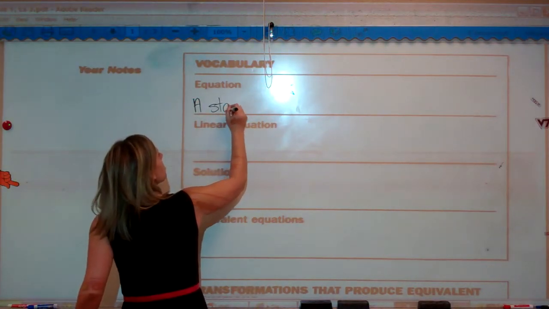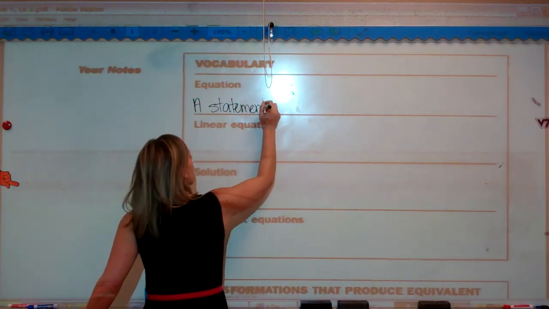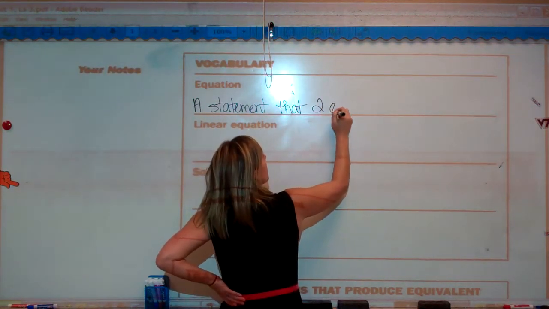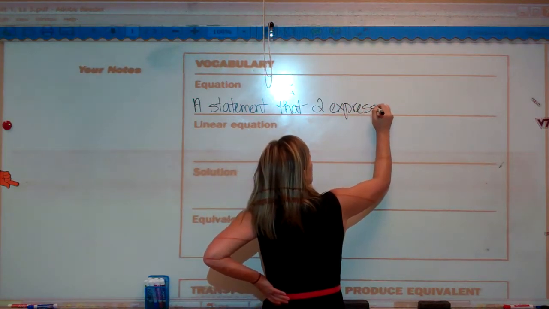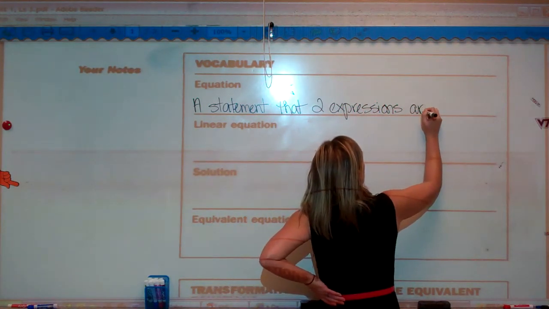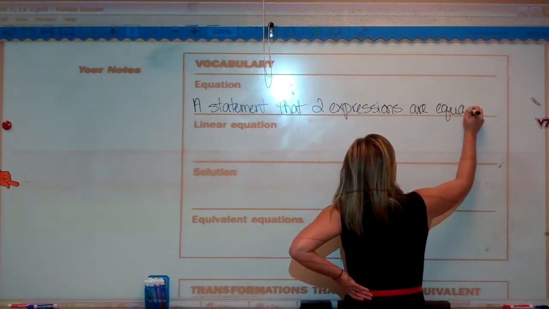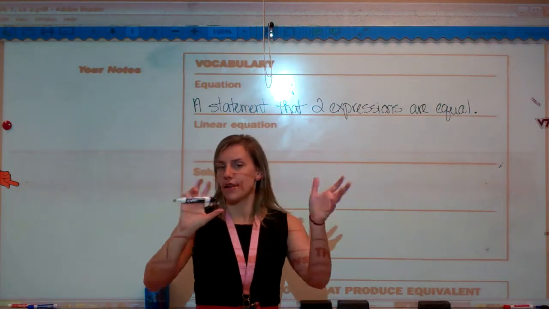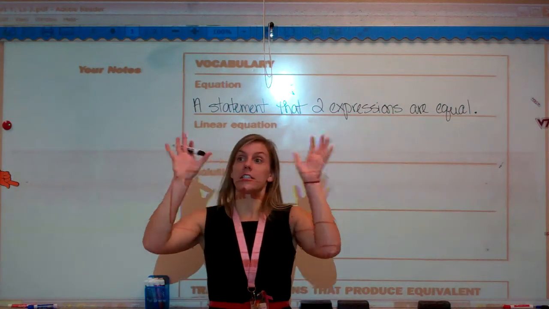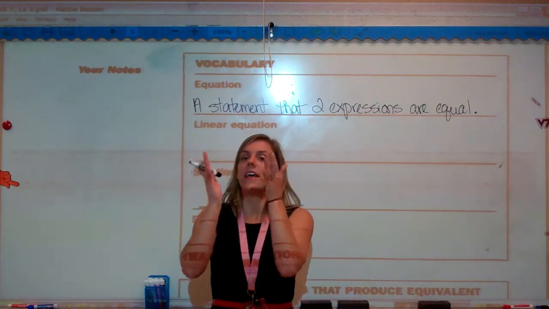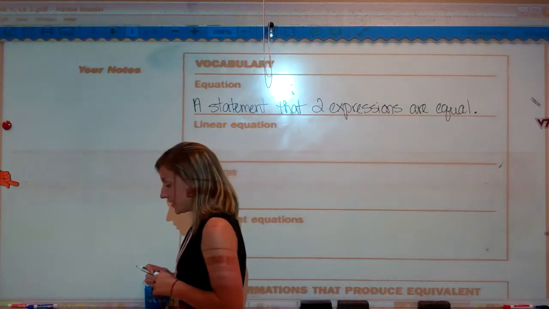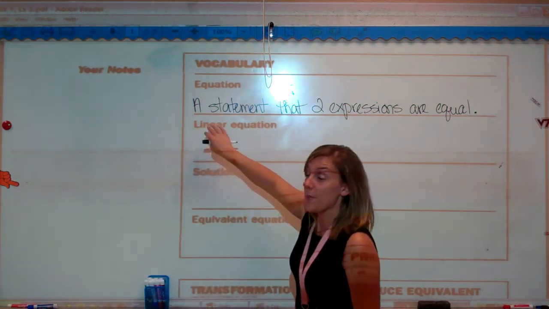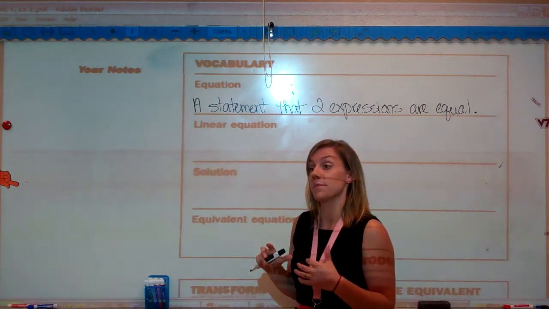A statement that two expressions are equal. Okay? So an expression is just terms that are adding or subtracting. So now you just have an expression on either side or on both sides, and that equals makes it turn into an equation instead. Okay, so a linear equation has the word line in it. So that means that that equation is going to make a line.